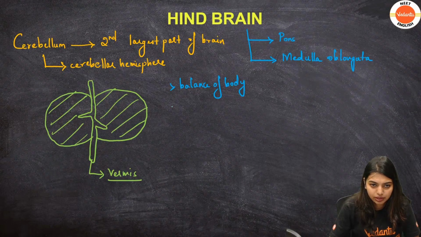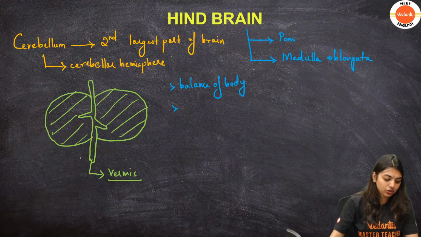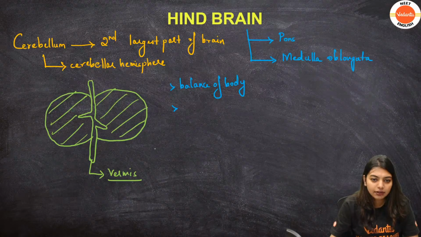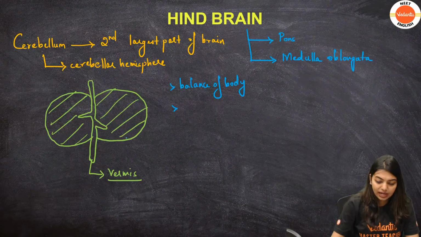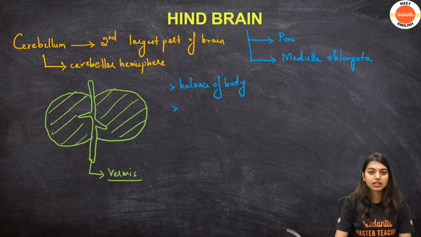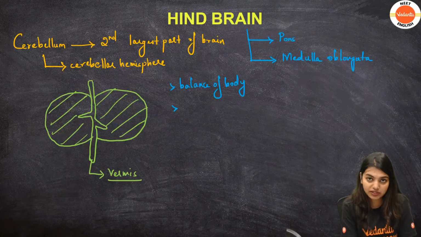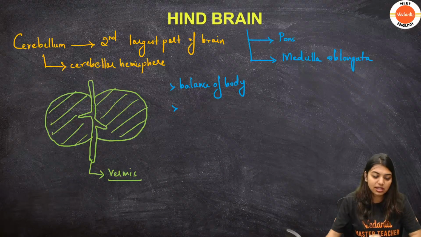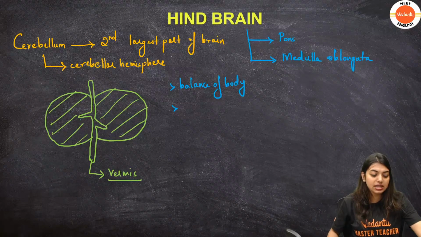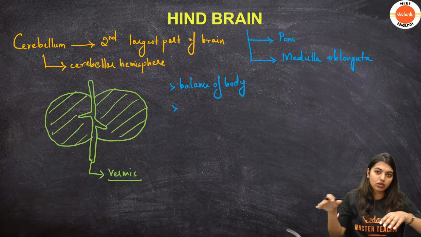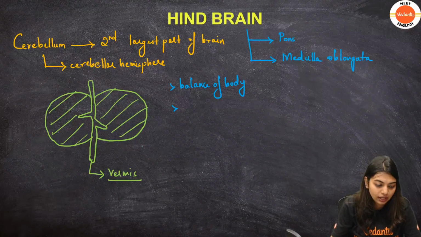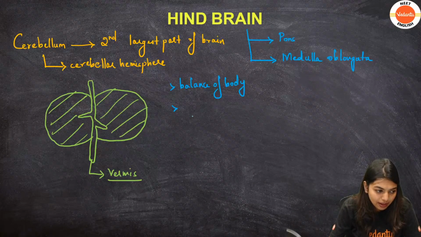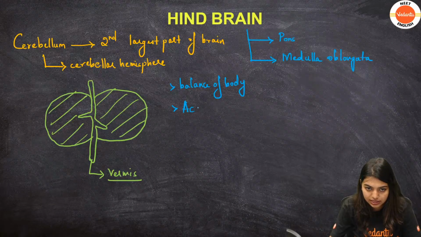Okay, students, this structure, if we take a cross section and see, it will look like a leaf, like that Christmas tree, right? That is why it is called arbor vitae, which is also called the tree of life. So arbor vitae, if you see that word, do not get confused. It basically means a tree-like structure. I will show you that, do not worry. So it helps in balance of the body, it helps in accuracy.